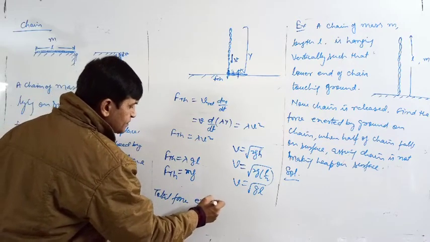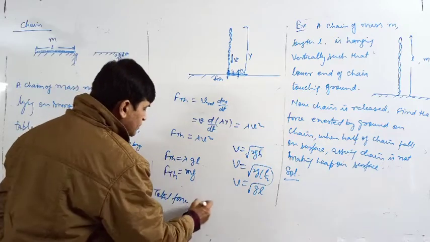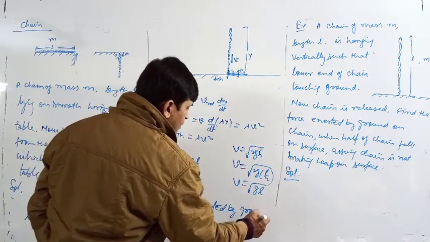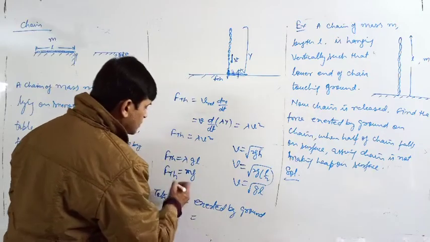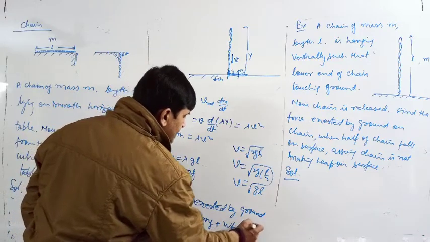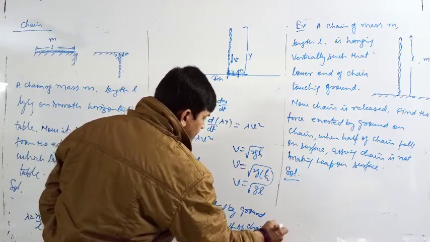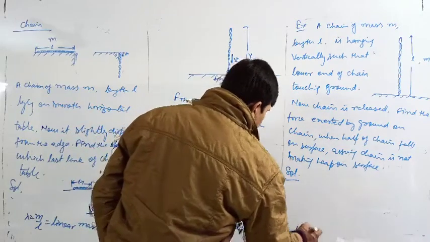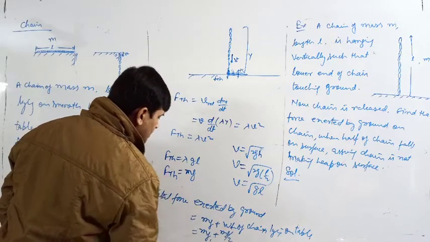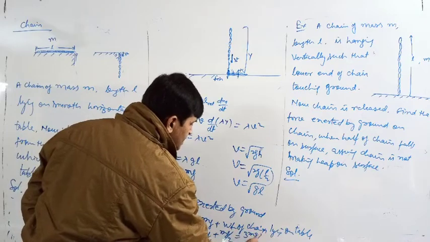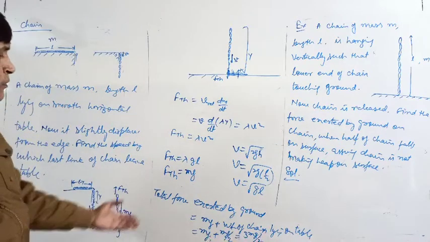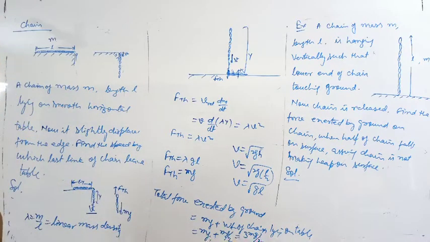exerted by the ground is equal to mg plus the weight of the chain lying on the ground, on the table. This is mg plus mg by 2, so this will be 3 mg by 2. This is the total force exerted by the ground on the chain.